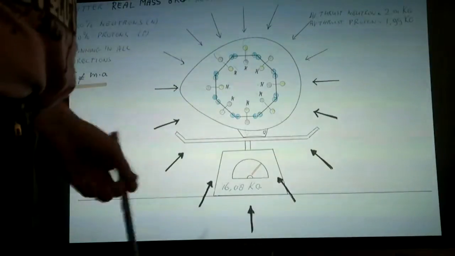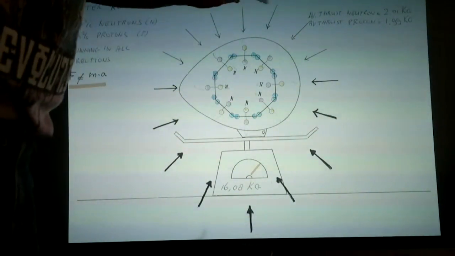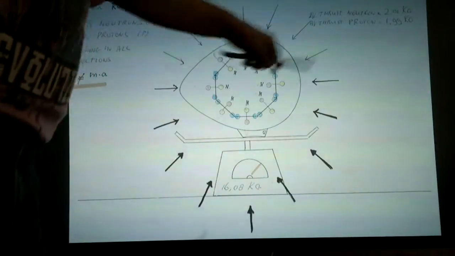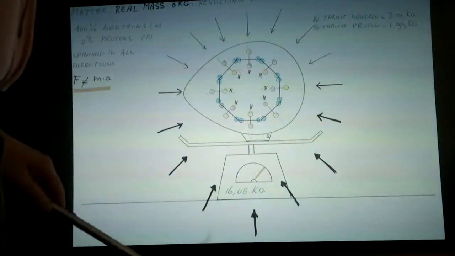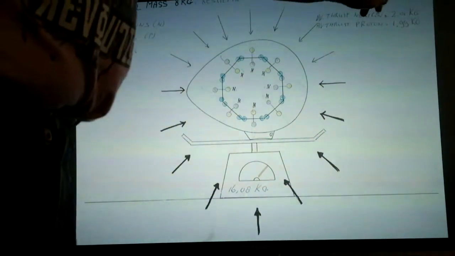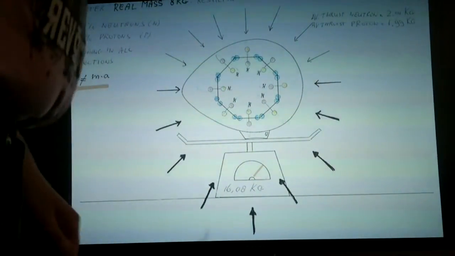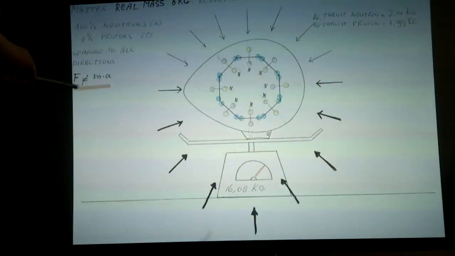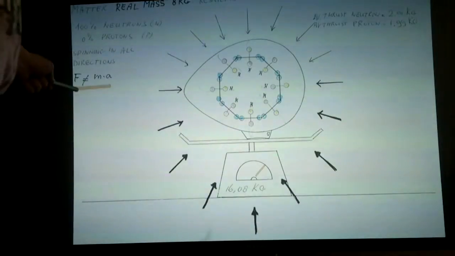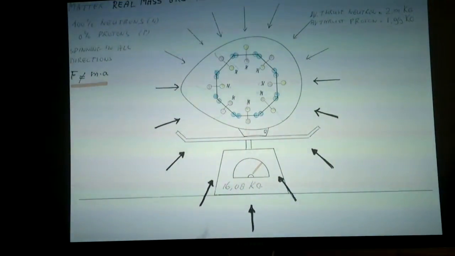So the mass, 8 kilograms mass for this toy zeppelin, and the downward force on the scale is 16.08, because it's all made of neutrons. Neutrons have a slightly higher thrust. Now the scale says not 16, but 16.08. And here, Newton goes wrong. F does not equal m times a in this situation.